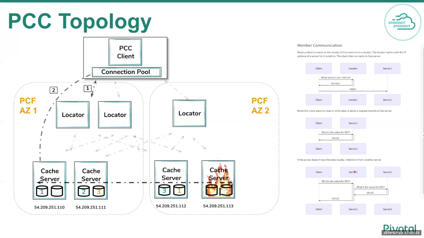If for some reason server 1 does not have that information, then server 1 sends it to server 2, and if it has the value, it will come back. So that's how they communicate.